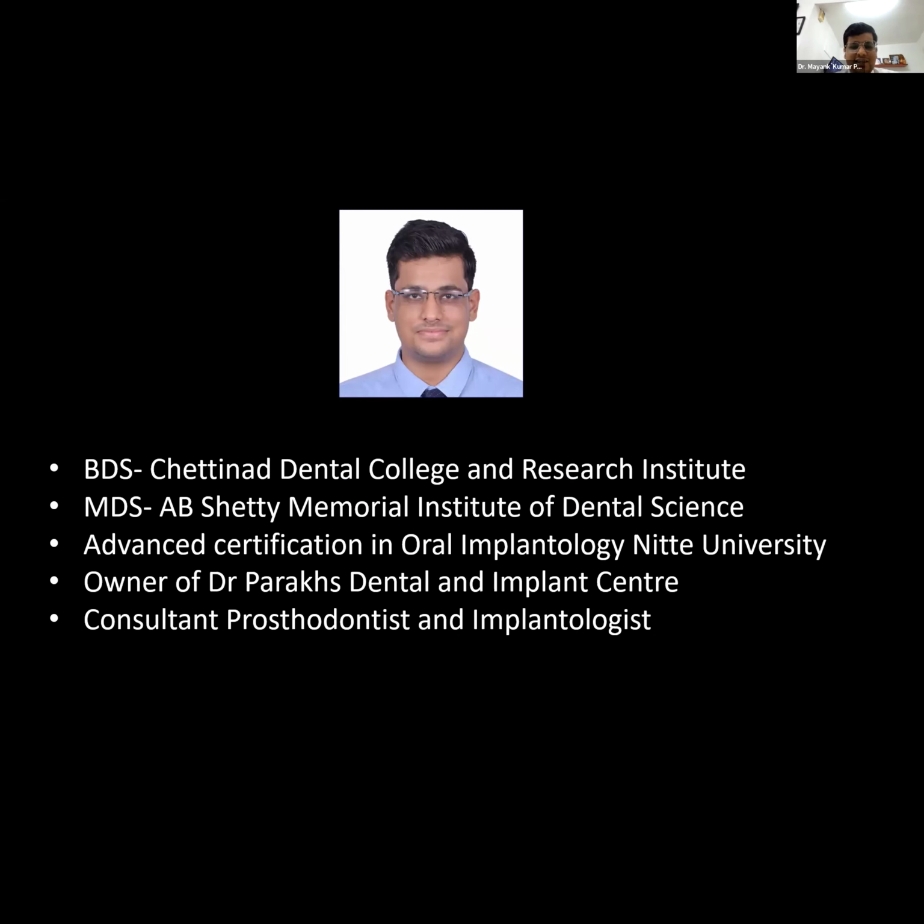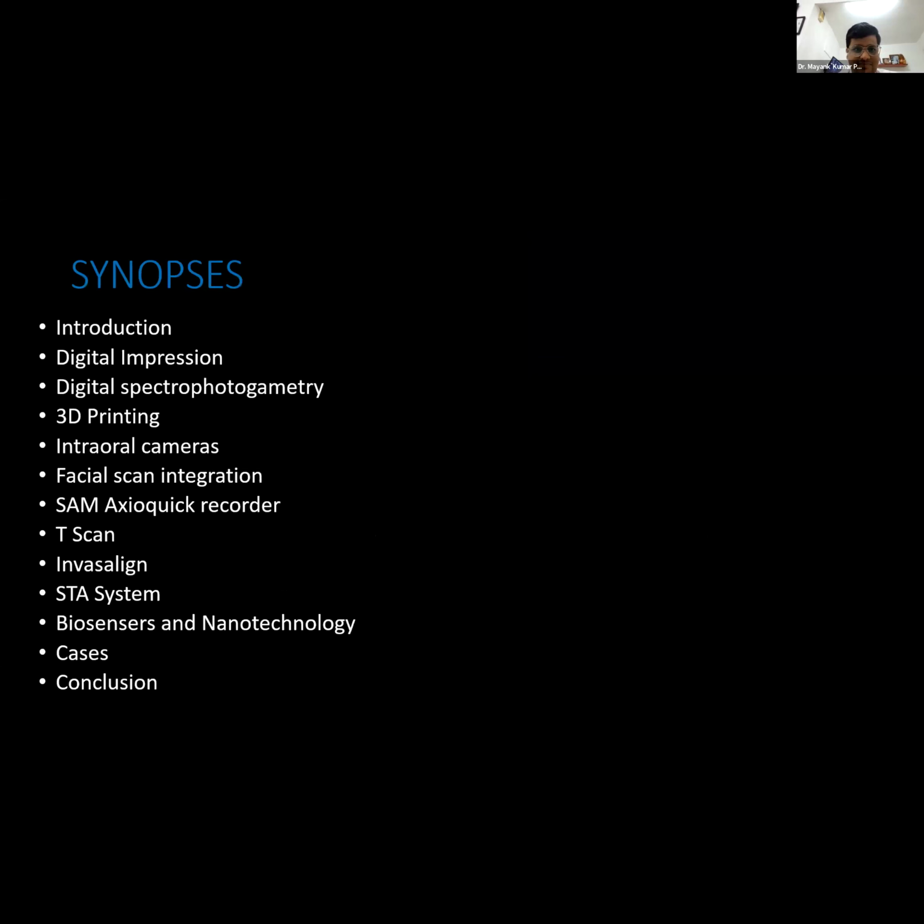Then I did my master's in prosthodontics from AB Shetty Memorial Institute of Dental Sciences. Following this, I did my advanced certification in oral implantology from Nitte University. I'm currently the owner of Dr. Parek's Dental and Implant Center, and I consult as a prosthodontist and oral implantologist in Chennai.